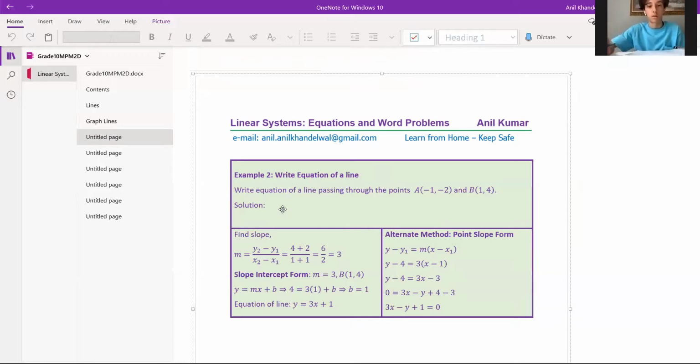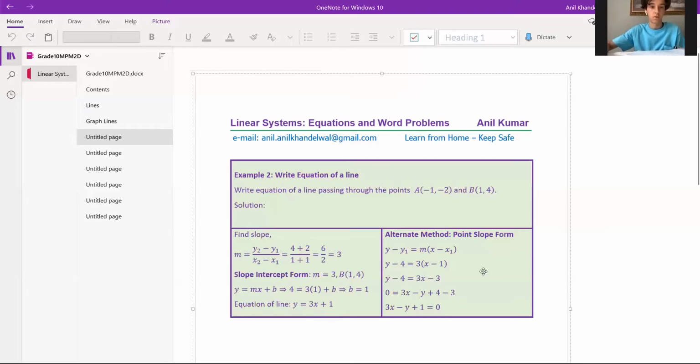Can you tell me an alternate way of getting the equation of a line, and that too in standard form? In our schools in grade 9 specifically, we are not focusing on the point slope form of the equation. We only focus on slope and intercept form, y equals mx plus b. So you find the slope, y2 minus y1 divided by x2 minus x1, then use the slope and a point to find the y-intercept, and you get your equation. In this case, we get the equation as y equals 3x plus 1, correct?